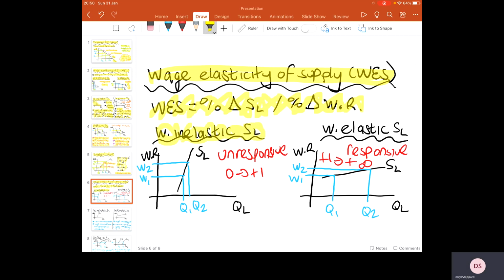Remember what we're saying here, that the supply of labour is unresponsive to a change in wage rates. So in other words, the percentage change in the wage rate would exceed the percentage change in supply. Anything from the formula between 0 and +1 would show us wage inelastic supply. But look at the diagram. The growth in wage rates from W1 to W2 is more significant than that extension in the supply of labour. So the supply of labour is unresponsive to that change in wage rates.